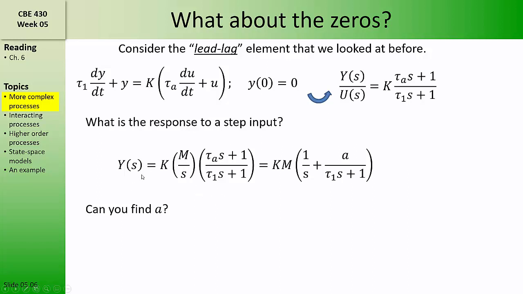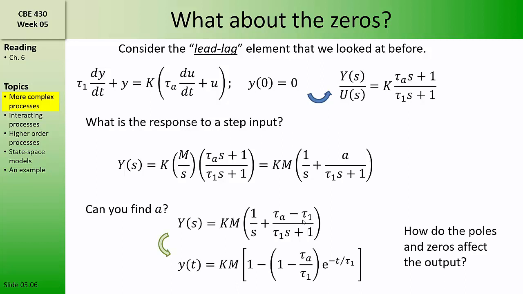To find the output, we take the input function m over s and we multiply it by the transfer function. Then we can perform a partial fraction expansion, which will have a constant over s term and a constant over tau 1 s plus 1 term. We can use the Heaviside method to find out that the term a here is tau a minus tau 1. When we invert this back to the time domain, we find an exponential decay.